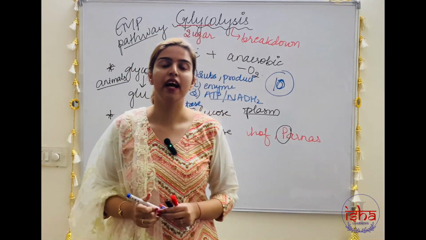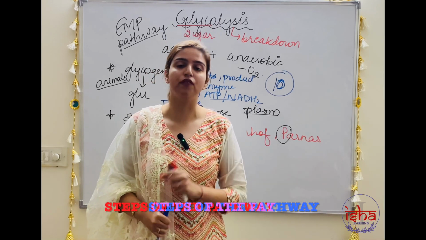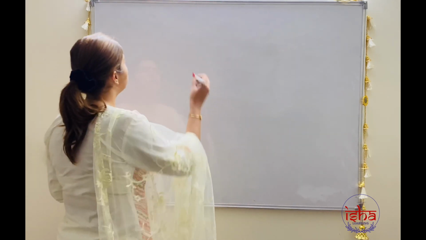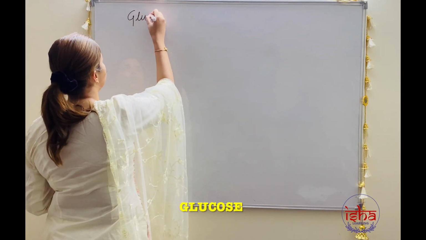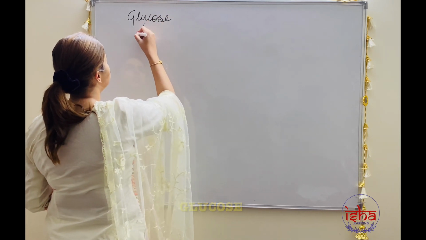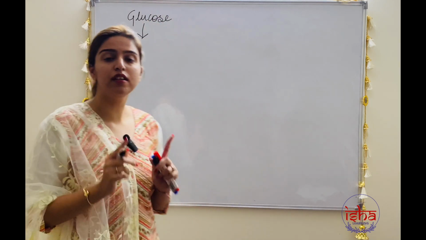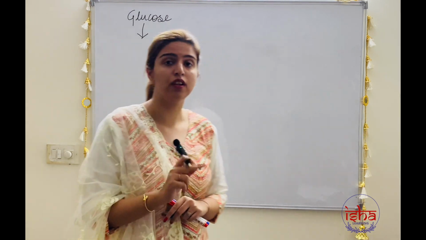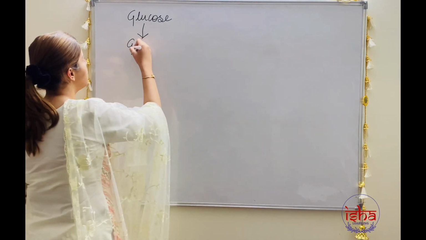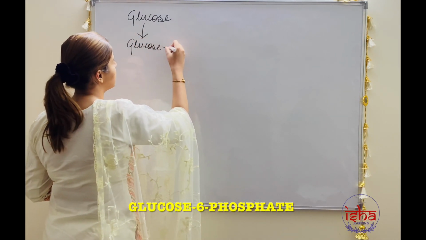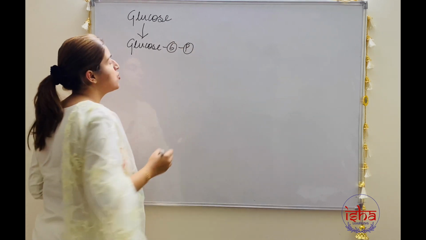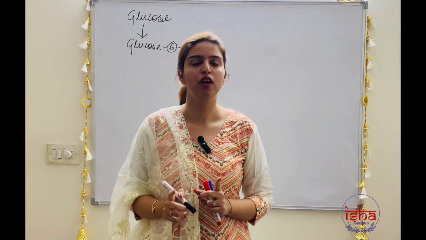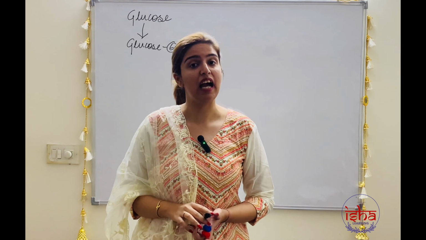Now let's go ahead and actually start looking at the steps of this pathway. So the first step of glycolysis definitely has to begin with a glucose molecule. So there will be a glucose molecule that will get converted to another molecule. So glucose is the substrate. What is the product for the first reaction? The product is a molecule known as glucose 6-phosphate. So there is a phosphorylation at the 6th position. This is a phosphorylation reaction. So a phosphate group is being added.